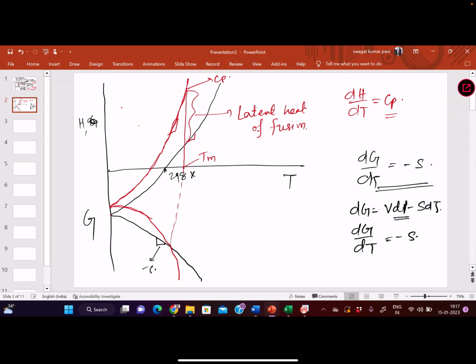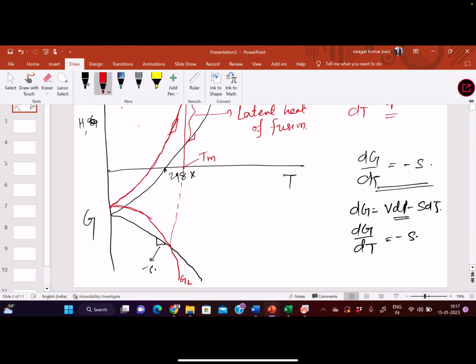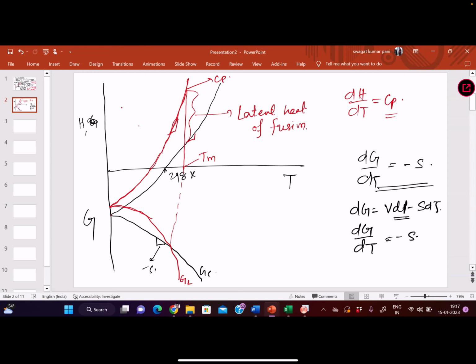Actually, this should match here. This is the melting point. This is where the transition occurs. This is free energy of liquid, and this black is free energy of solid. So we know G equals H minus TS. Okay, so this is our H curve. Consider the solid only, the solid black curve here. G equals H minus TS. At any temperature, suppose we consider this temperature, what will be this gap? This is our H and this is our G. So the gap will be T delta S.